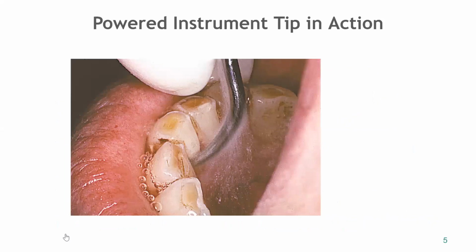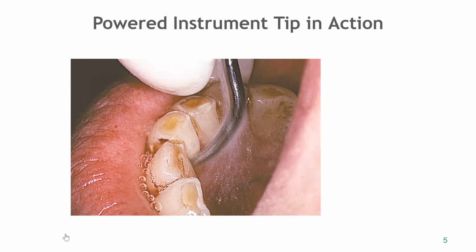Okay, so here's a photo of a powered instrument tip in action. I'm pretty sure that this is a piezoelectric scaler. We do have one of these in the clinic. At the end of this PowerPoint, I do have 2 YouTube videos, one going over ultrasonic instrumentation, or the Cavitron specifically, and then the piezoelectric scaler.